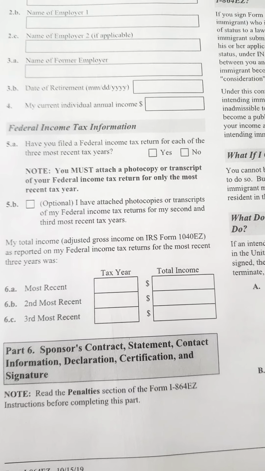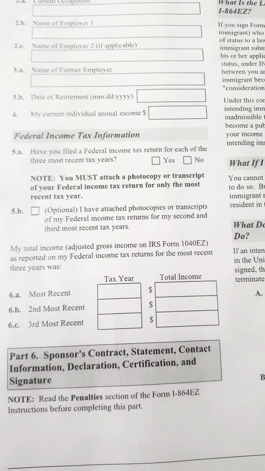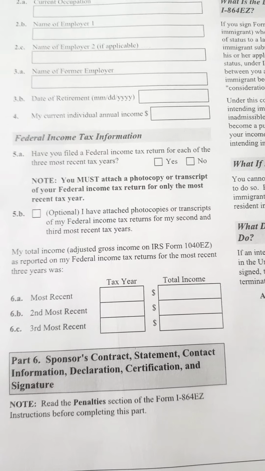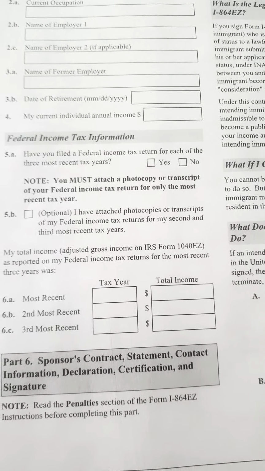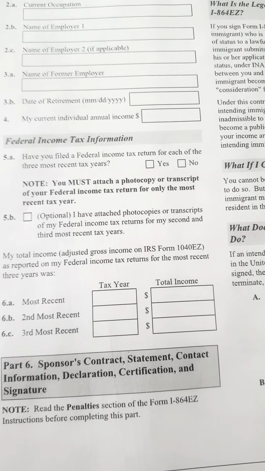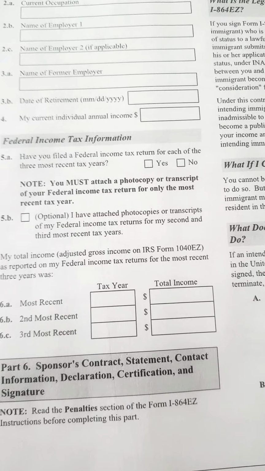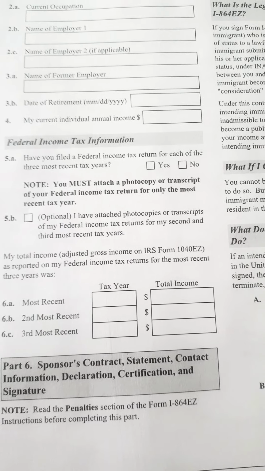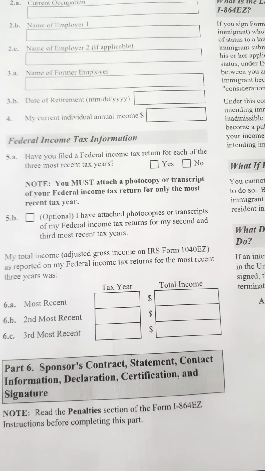We start with the most recent one, that's 6A. You put the most recent tax return there. There is 6B, you put the second most recent one. Then 6C, you put the third most recent tax return. And also don't forget to put the income of the year, the most recent one, the second most recent one, and the third most recent tax return of the year.